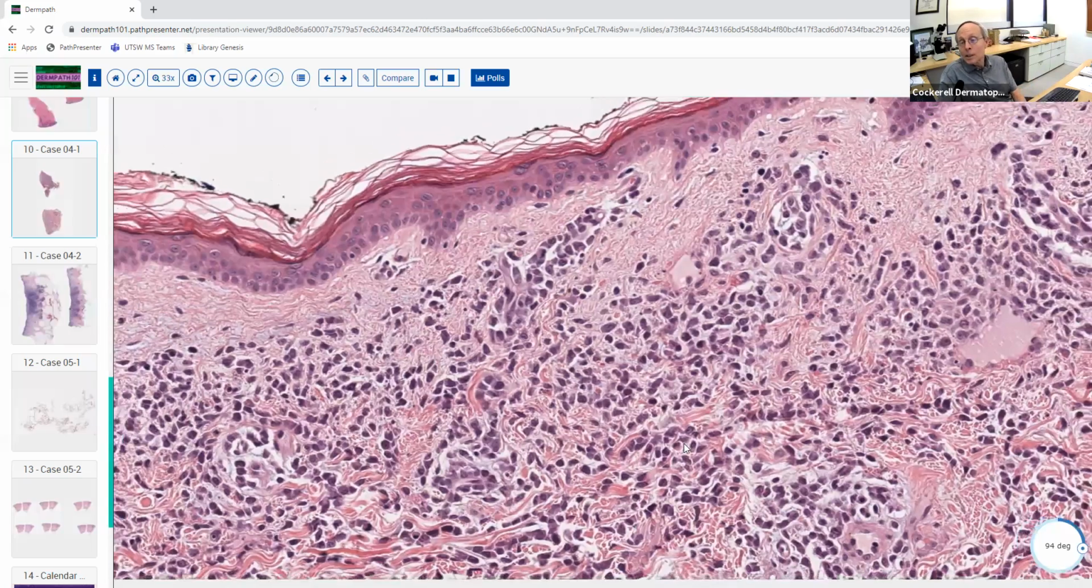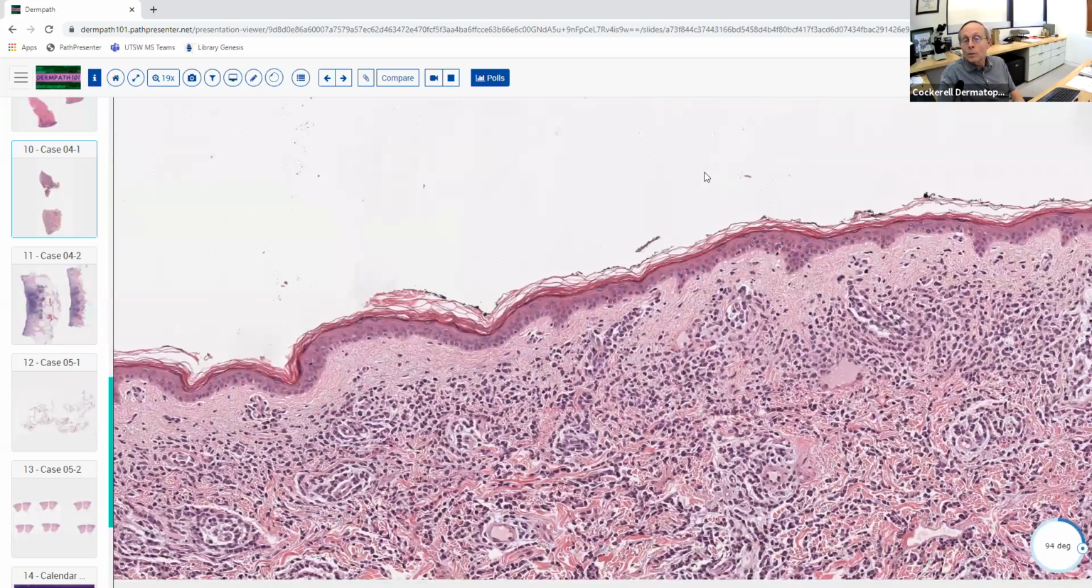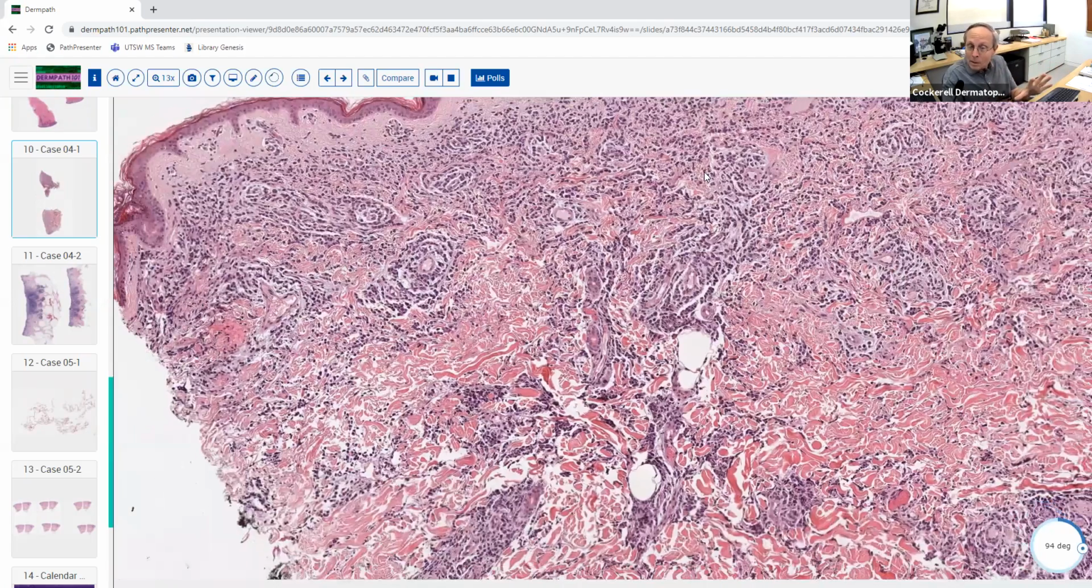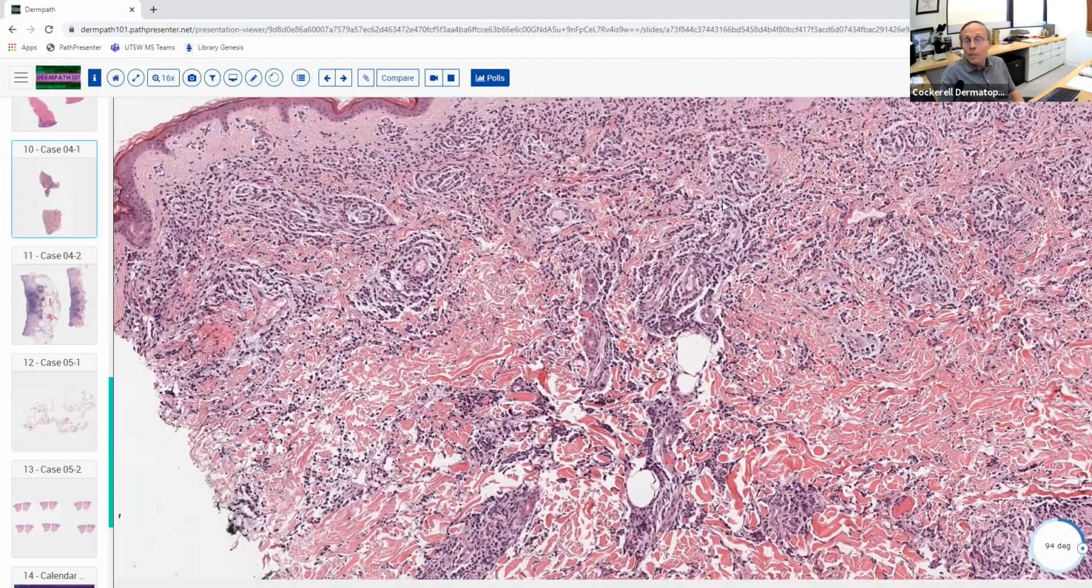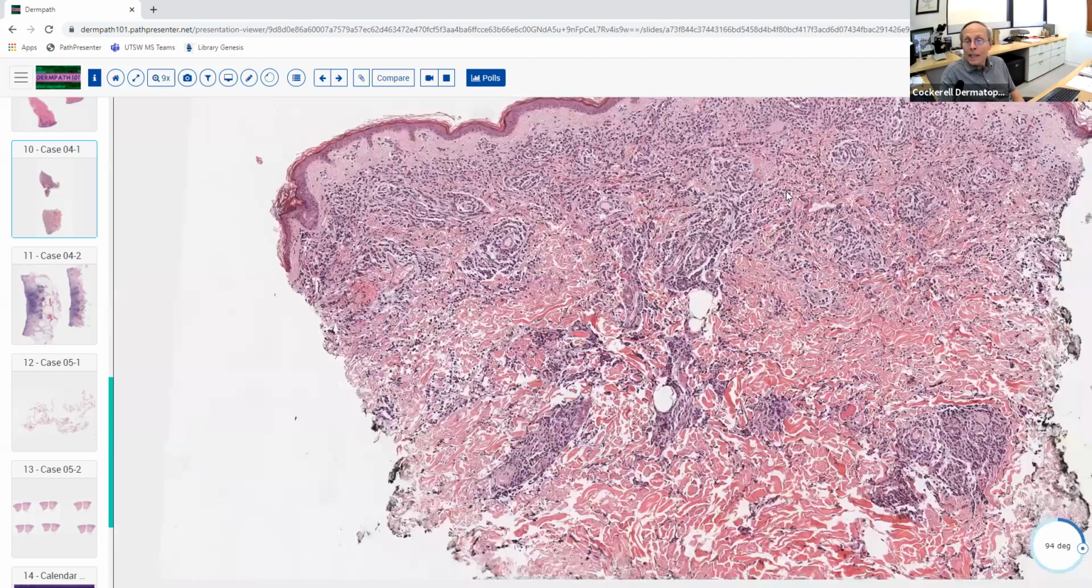So this is good education, a lot of different forms. It gives you this interstitial pattern. Leukemia cutis likes to do that. It gives you the Grenz zone, so it doesn't involve the epidermis. So that's leukemia when it spreads to the skin.